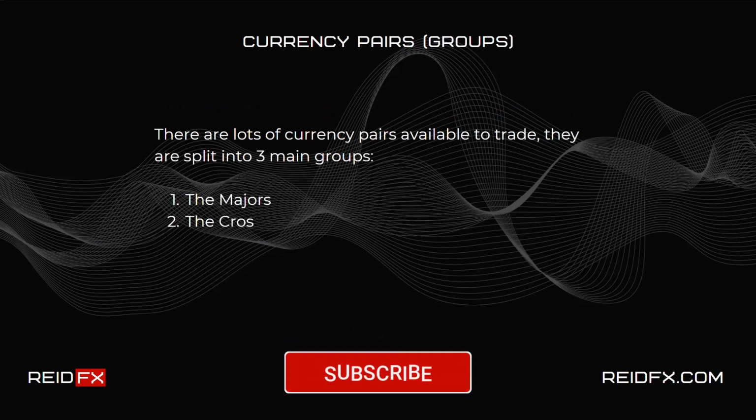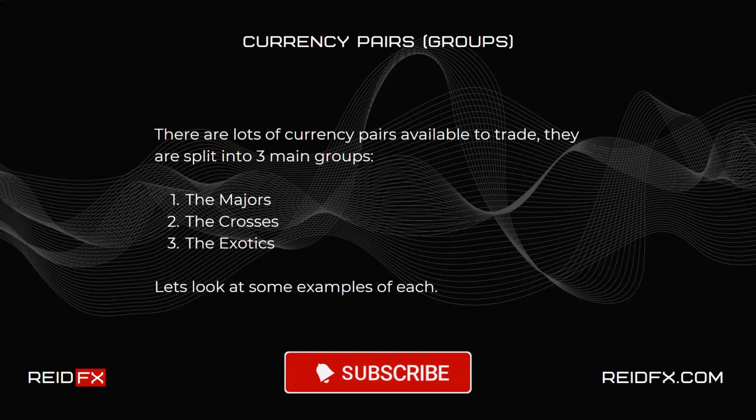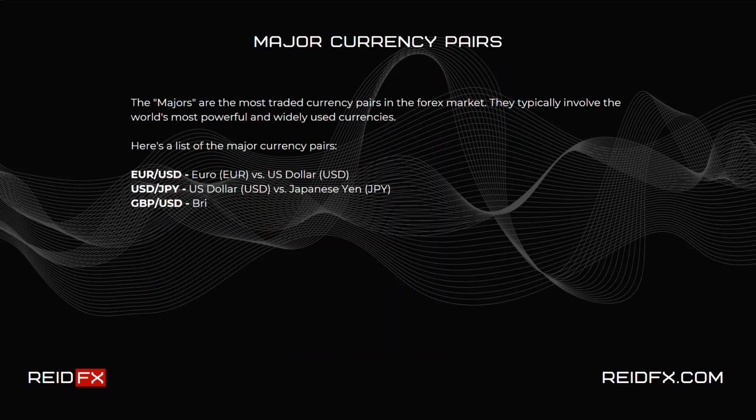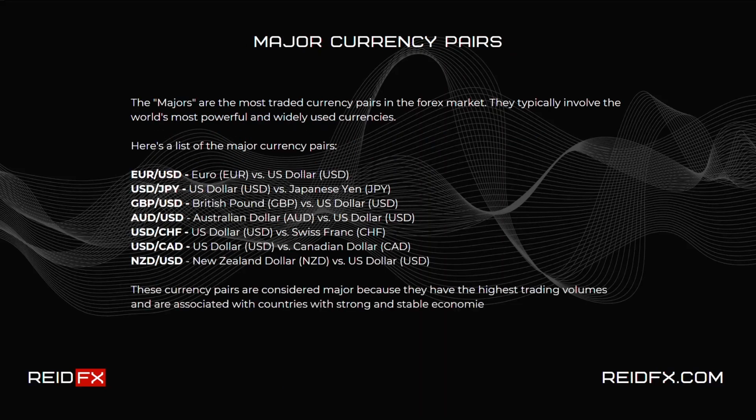Now, currency pairs are split into groups, and there's 3 main groups, okay? So you have the majors, the crosses, and the exotics. Let's look at some examples of each group. So the majors are the most traded currency pairs in Forex, and they typically involve the most powerful and widely used currencies like the US dollar. So you can see a list here of the major currency pairs. I'm not going to read them all out, but they mostly involve the US dollar.